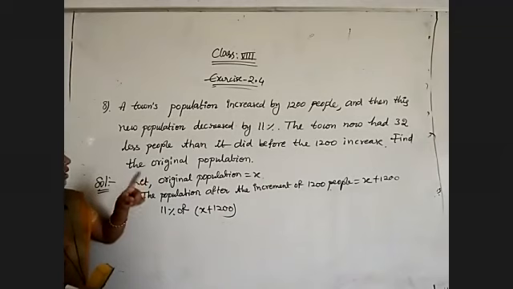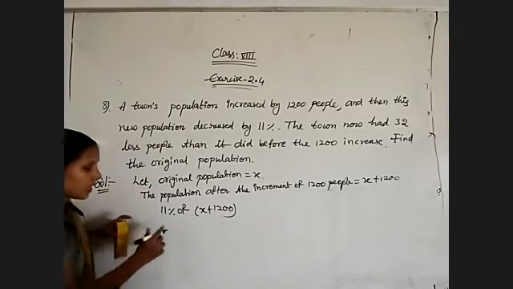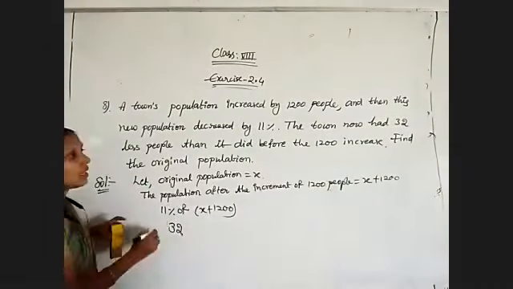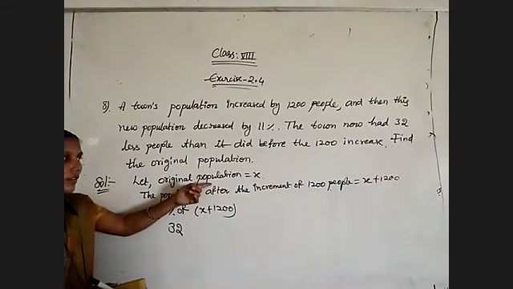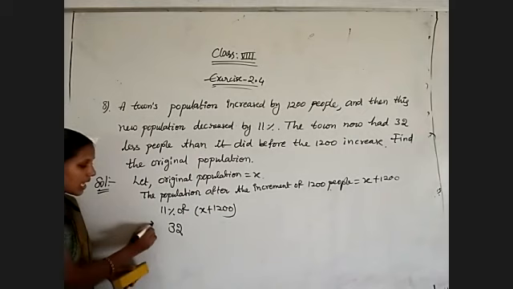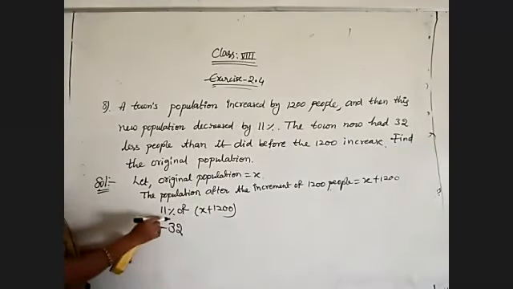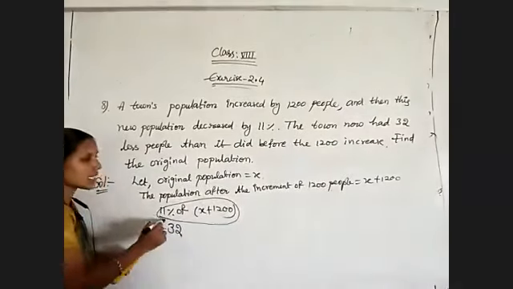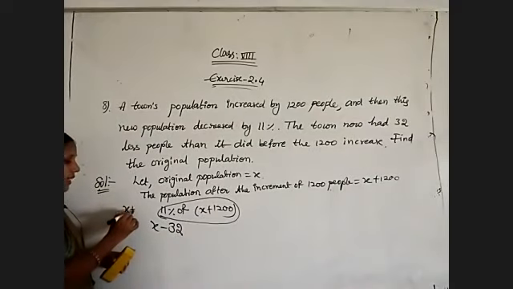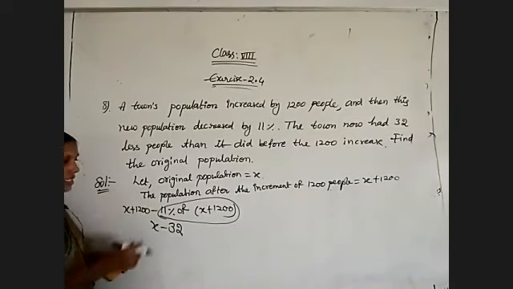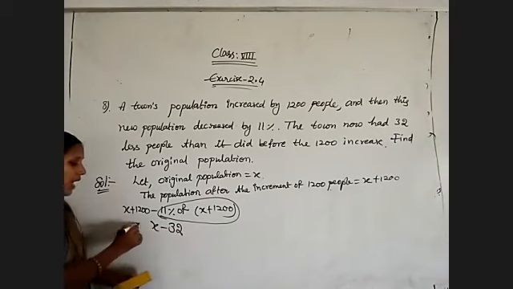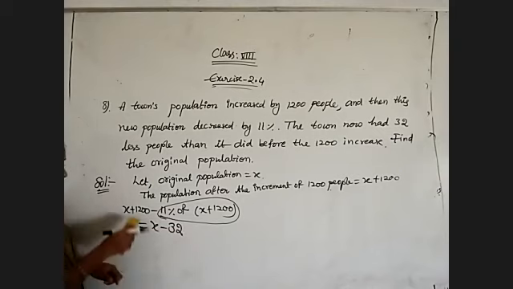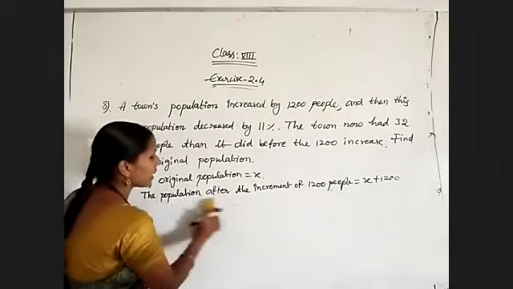The town now had 32 less people than it did before the 1200 increase. Before the 1200 increment, we have the original population only, that is x minus 32. So if we decrease this value from the new value, x plus 1200 minus 11% of x plus 1200, we will get the value x minus 32. That is the equation. I will explain how we got it.